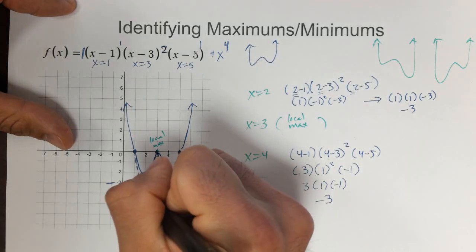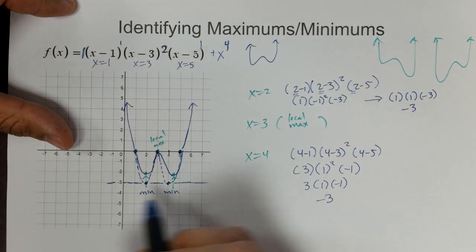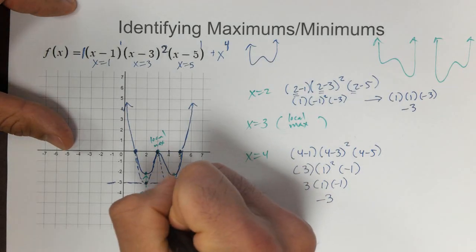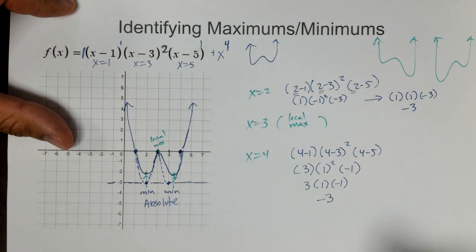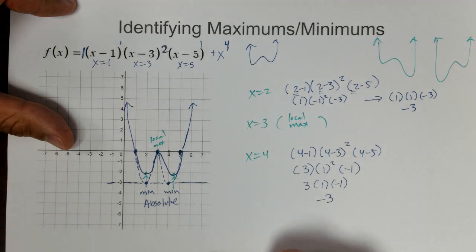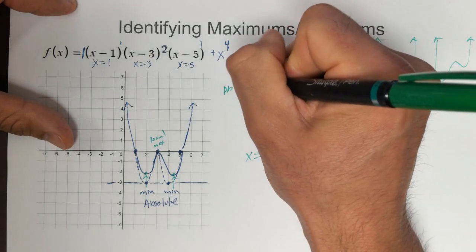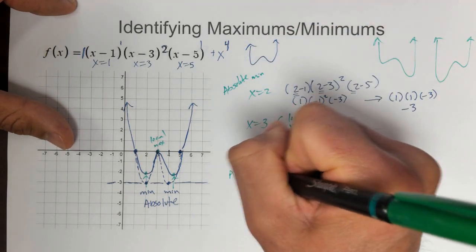Meaning that since they're both minimums, and they're both the lowest points on the graph, they're both going to be absolute minimums. Because notice how the arrows don't go this way, so there's no points lower, making them both absolute minimum and absolute minimum.